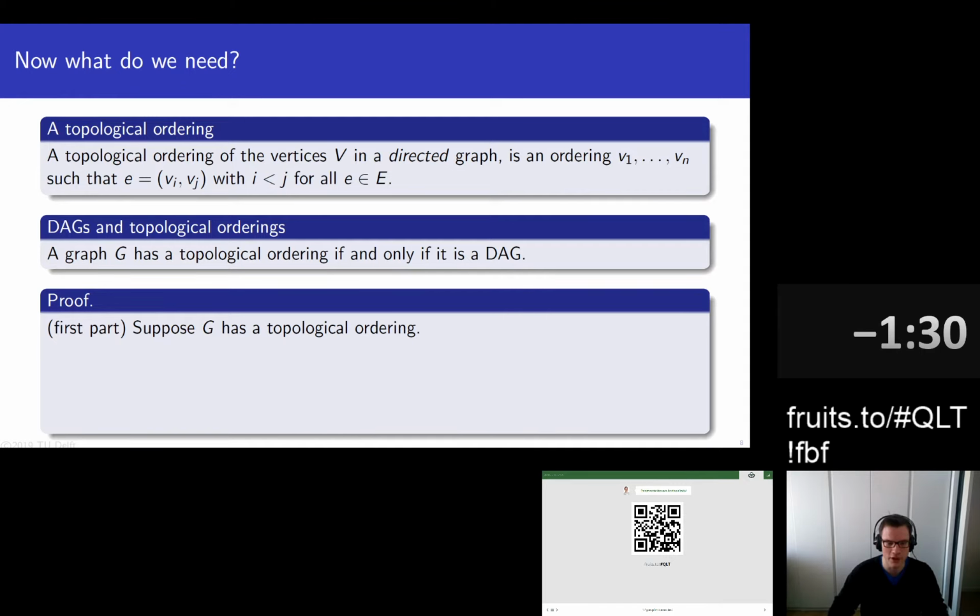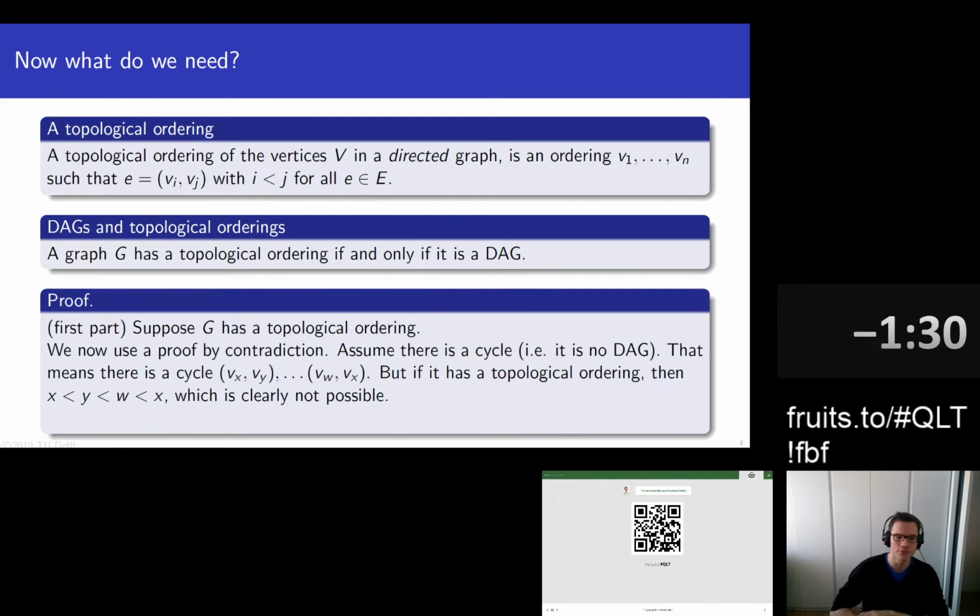It's an if and only if, so we need to go two ways. First, suppose it has a topological ordering. What does that mean? It means that we have this ordering, this labeling of the vertices 1 to n. Now we'll use a proof by contradiction to show that this graph must then be a DAG. So assume there is a cycle. That means that starting from some vertex, let's call it Vx, we have an edge to Vy, and then on and on, and then at some point Vw, we go back to Vx.